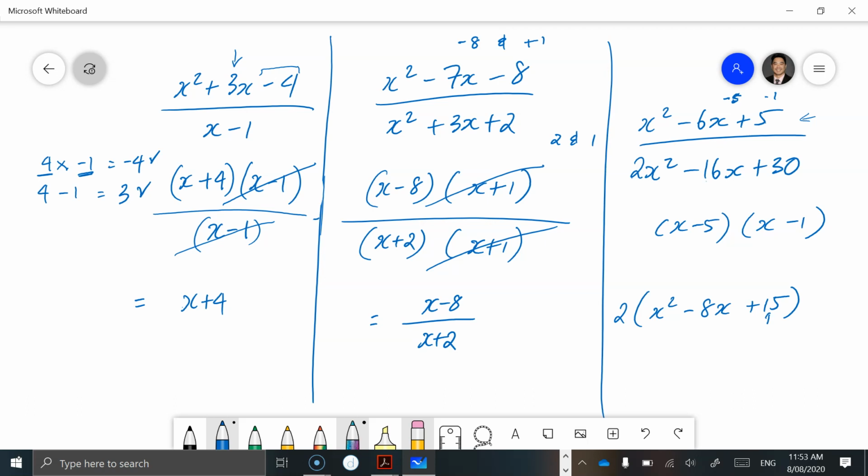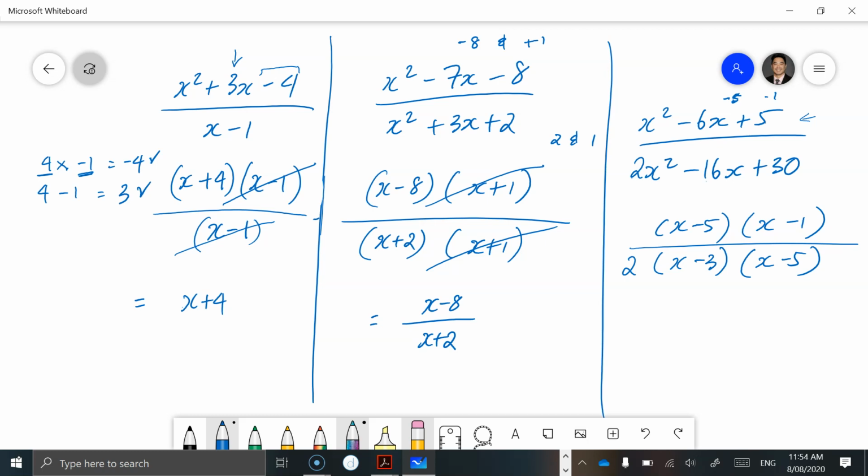And factors of 15 that add up to -8 is going to be -3 and -5. So -3 times -5 is +15. -3 plus -5 is -8. So what we have at the bottom here, we'll end up having x minus 3 and then x minus 5 at the bottom. So this is our factorized form for the denominator. This is the factorized form for our numerator.